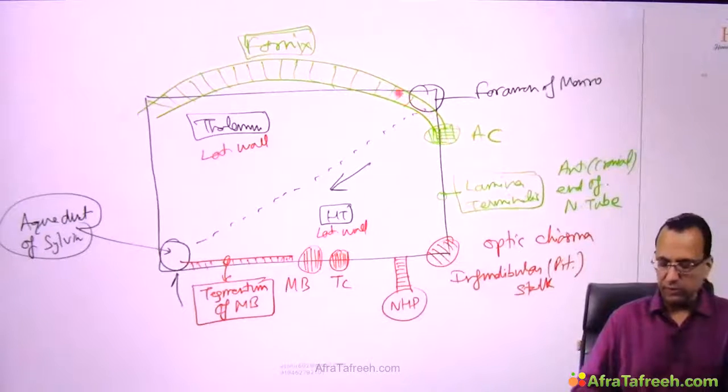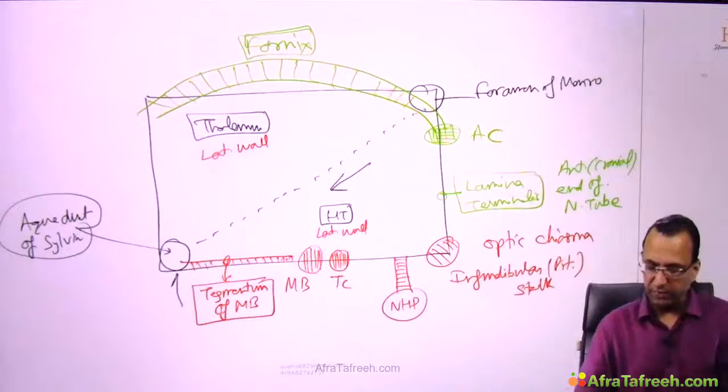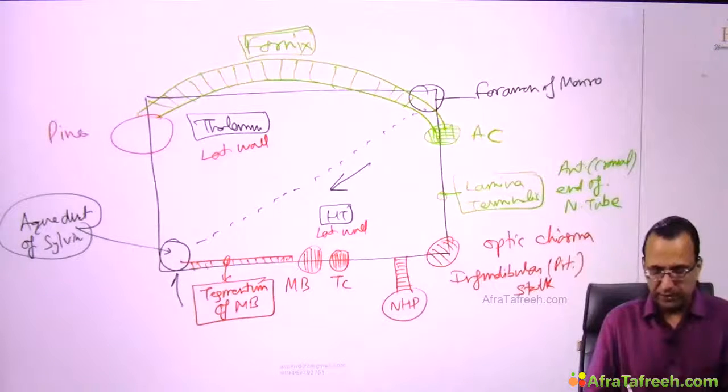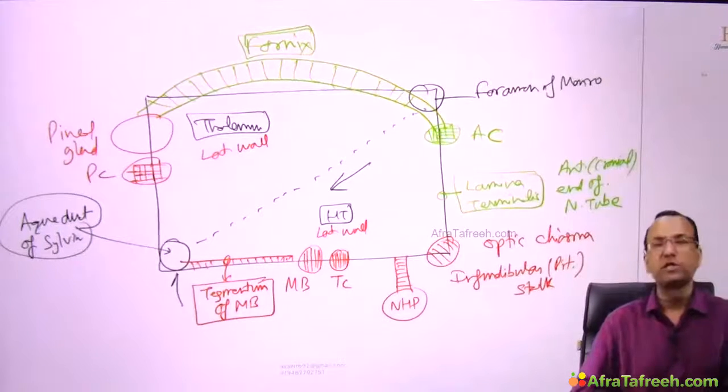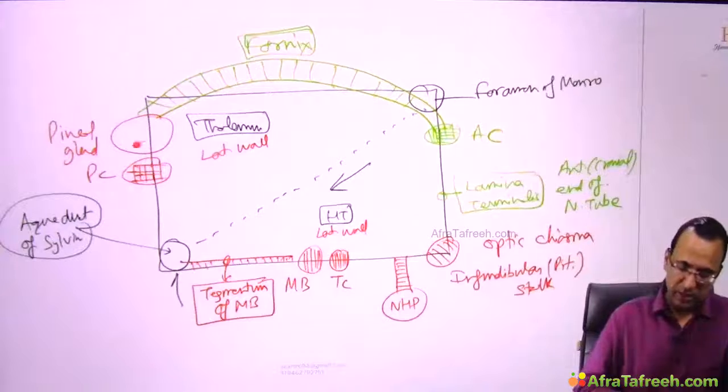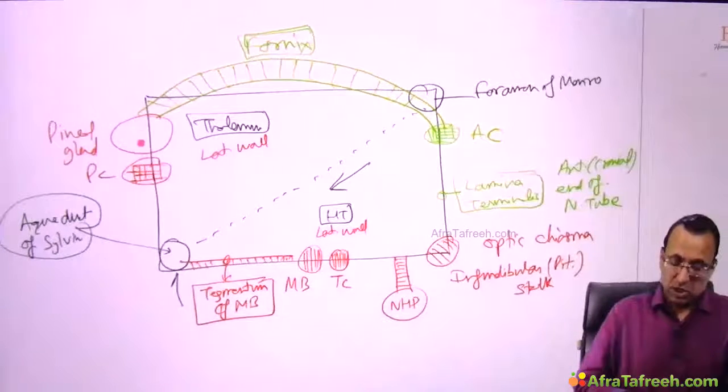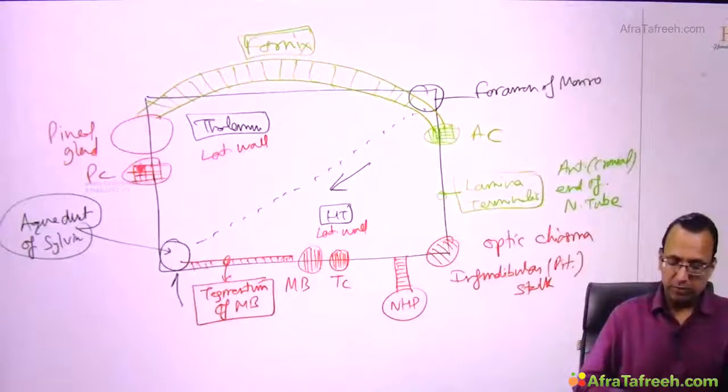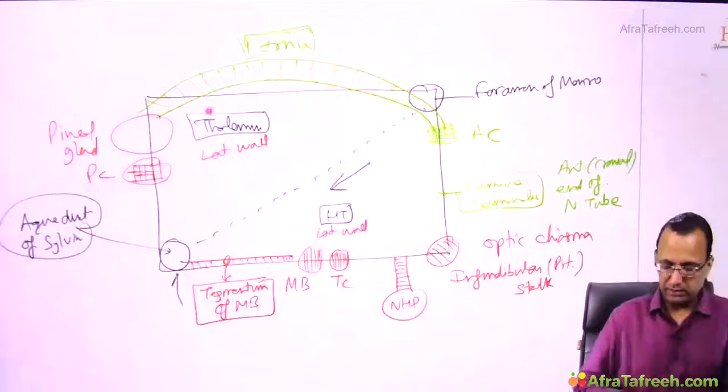Then what is posteriorly? Posteriorly, we have the pineal gland, but along with the pineal gland you also have the posterior commissure. So the posterior commissure and pineal gland are the posterior boundary of the third ventricle. These are the boundaries of the third ventricle.